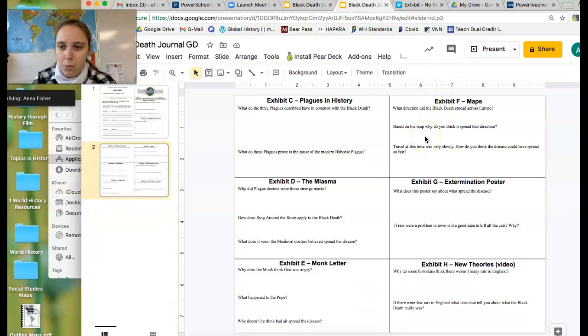Based on the map, what do you think it spread? Why do you think it spread that direction? And travel at this time was very slow. How do you think the disease could have spread so fast? Interesting question. Not really a super right or wrong answer there, but something to think about. Alrighty, pause me when you're ready. We'll be at G.